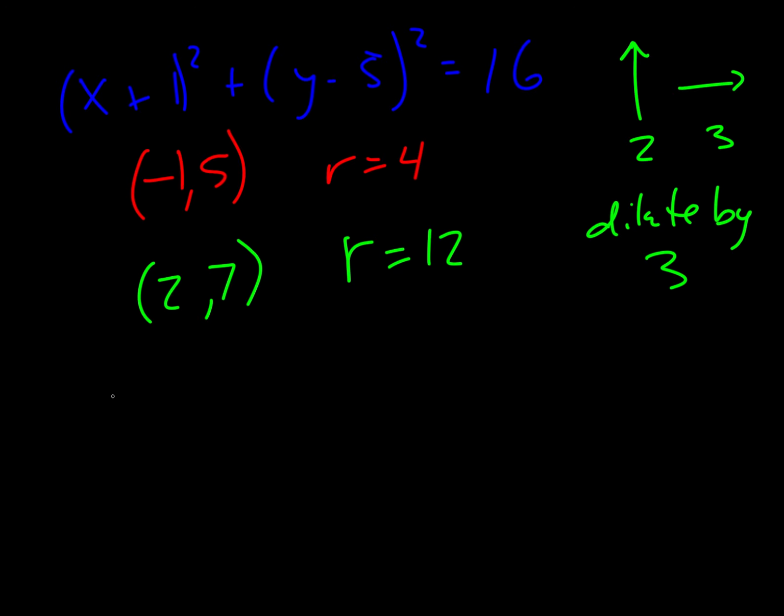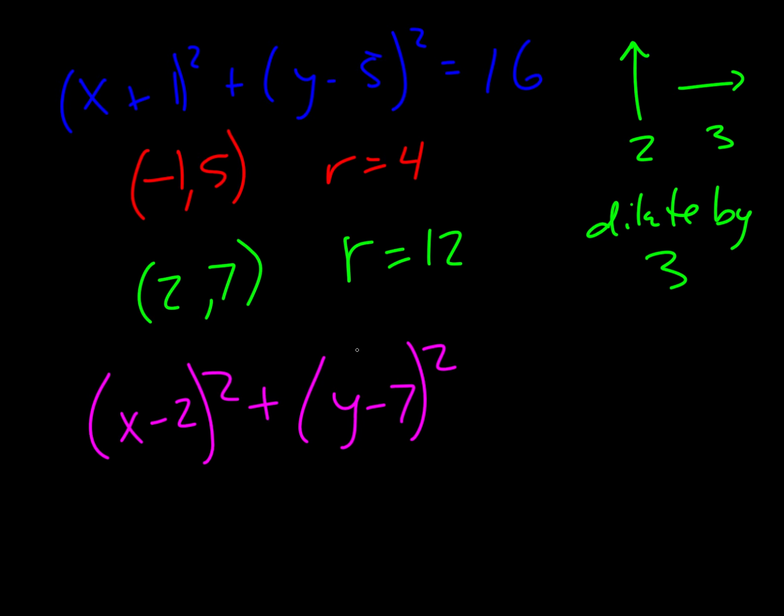Then we just need to put that information back in. x minus 2 squared plus y minus 7 squared. Once again, changing the signs. Then this time, because we're going back in, we're going to square it. 12 times 12 is 144.